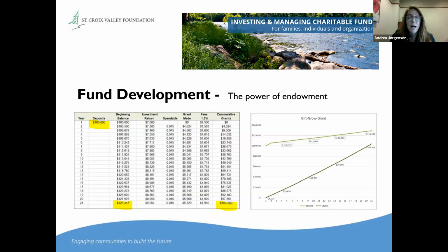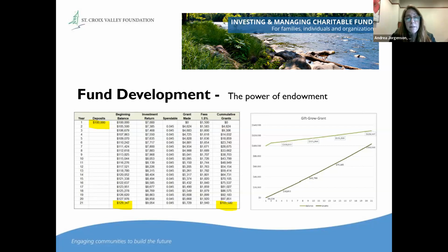So what is endowment? If you take a look at the slide, the graph, the highlighted areas, this is just to show you that a gift of $100,000 that's invested over 21 years is able to replenish itself, granting out just over $100,000 in grants in those 20 years as it continues to grow.